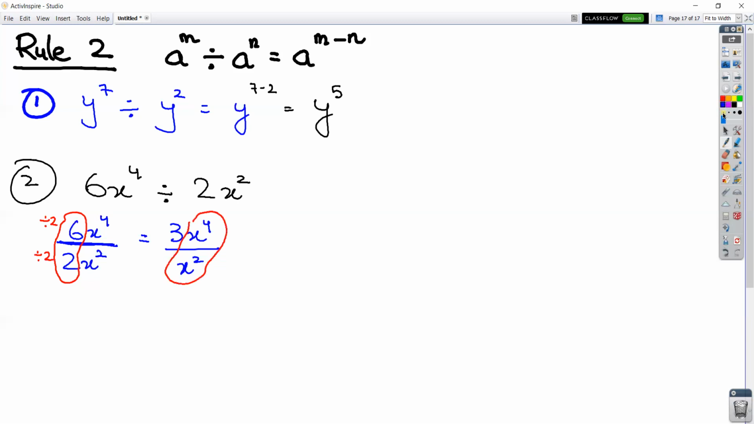To simplify the variables now, we keep the 3 the same. We know that there is a divide sign, so divide means we take away the powers. So the first power we have is 4 and the other one is 2. We minus them together and this would be 3x power 2.